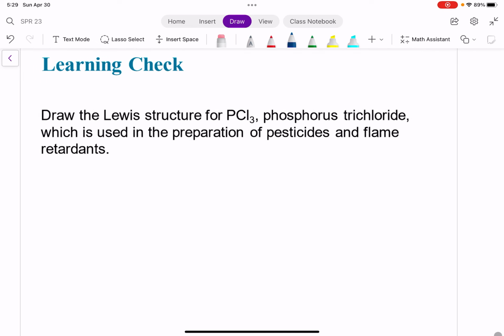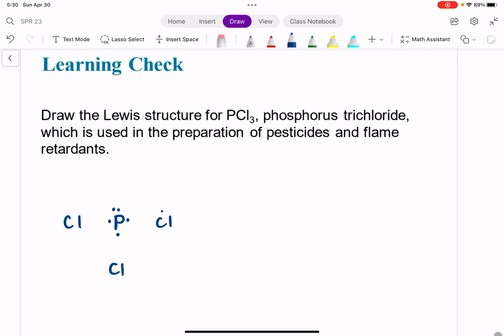Okay, so we have 1 phosphorus and 3 chlorines. So how'd you draw this? We're going to put the phosphorus in the middle and put the chlorines around it like that. Okay, so for phosphorus, how many valence electrons does phosphorus have? It has 5 valence electrons, so let's go 1, 2, 3, 4, and 5. And then chlorine, how many valence electrons does each of these chlorines have? Chlorine's in group 7A, so each has 7 valence electrons.